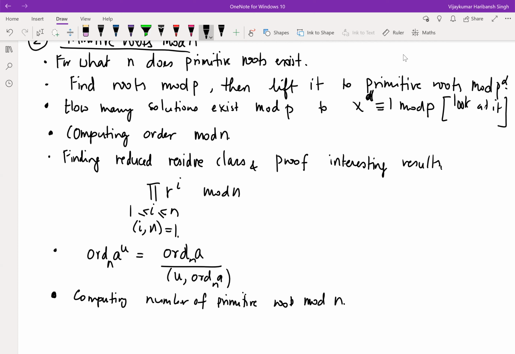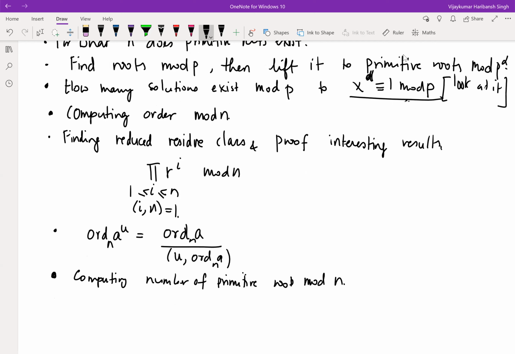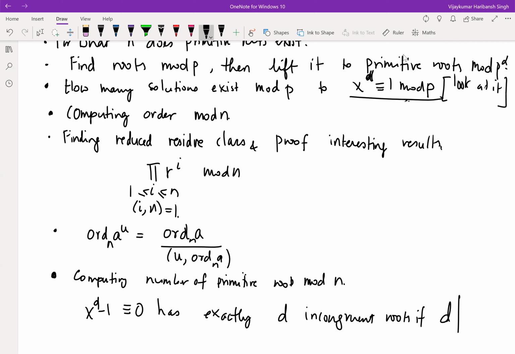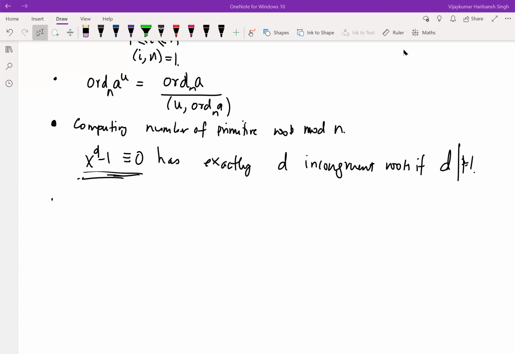Then asking questions like these, x to the d congruent to 1 mod p. For this, recall, you had this theorem that x to the d minus 1 congruent to 0 has exactly d incongruent roots if d divides p minus 1. Yeah, all right. So this is what we did in the primitive root business.